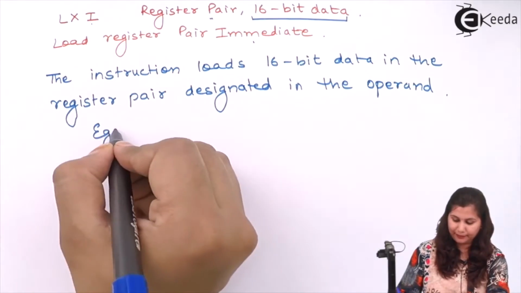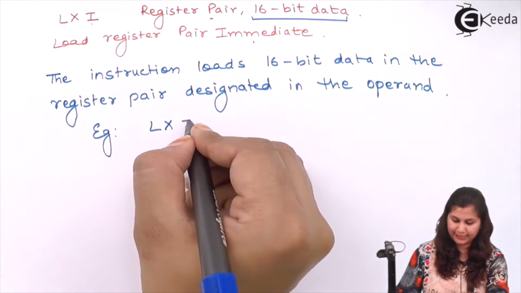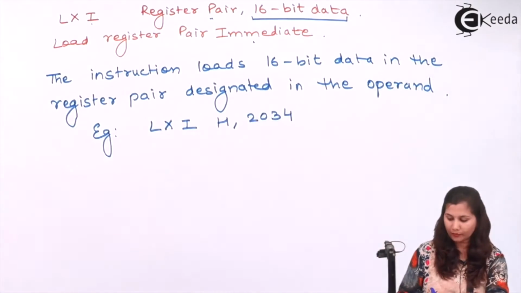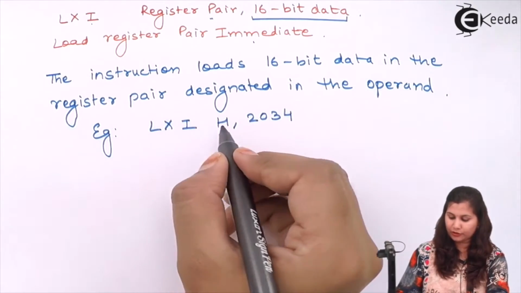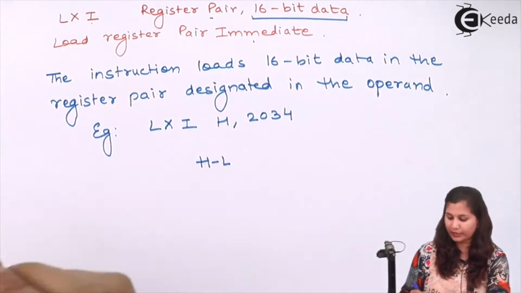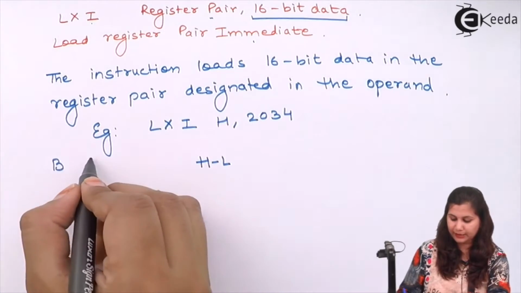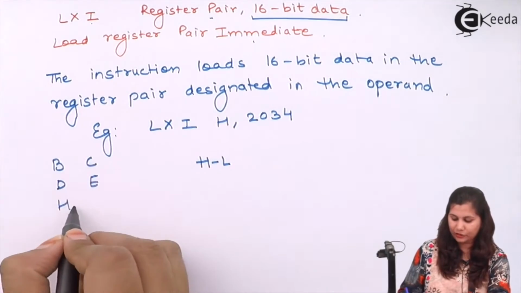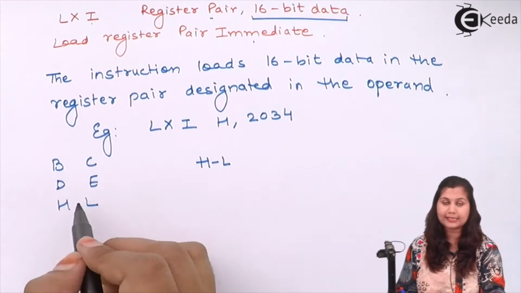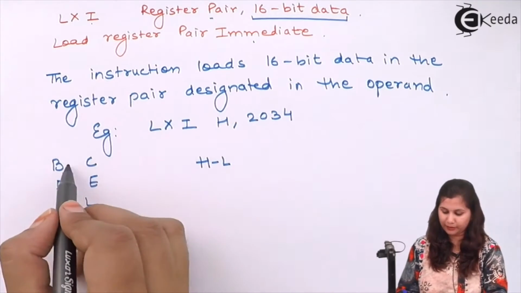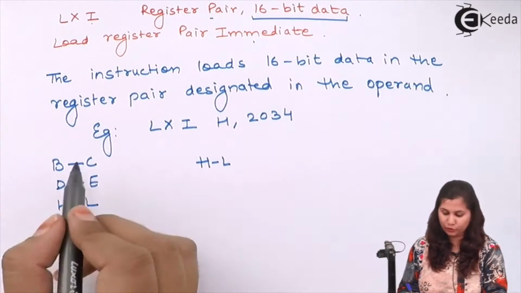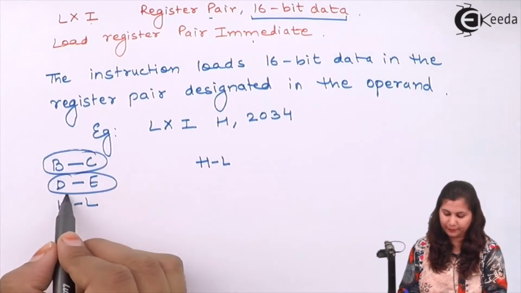If we take an example, then an example of this instruction is LXI H, 2034. Here in the instruction we have the register pair. This register pair is HL. In the 8085 we have the registers B, C, D, E, H and L. These are the 6 registers present in the 8085, and these 6 registers form 3 register pairs: B with C, D with E and H with L. So these are the 3 register pairs.